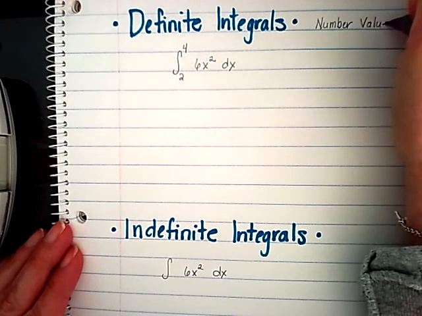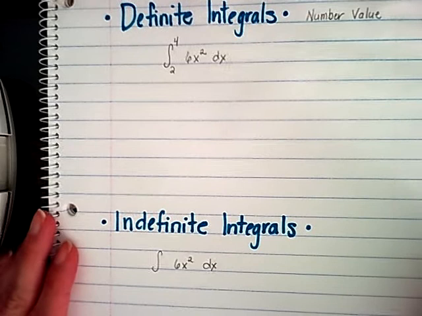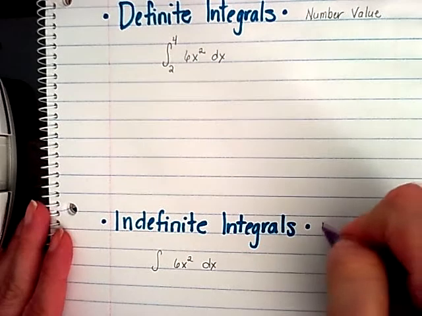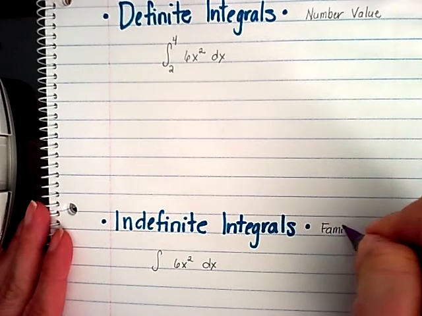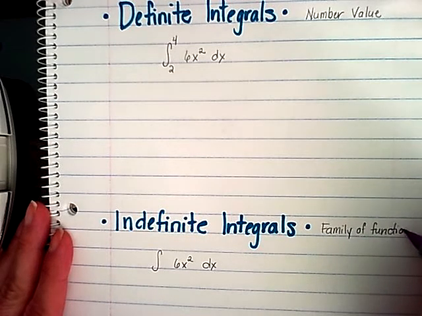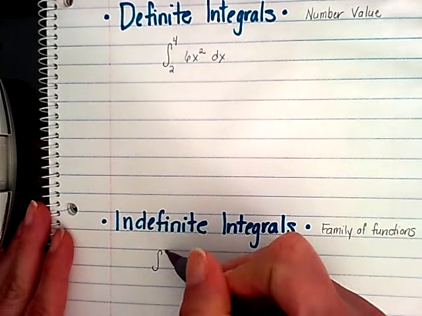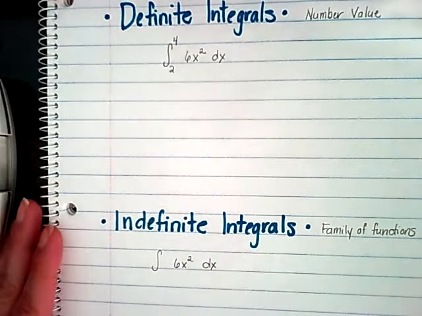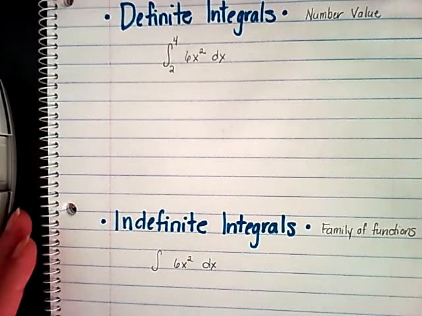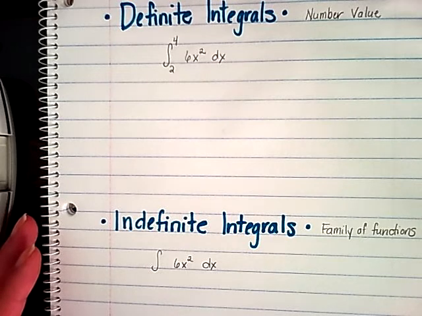When you work on an indefinite integral, you won't have just one exact number. What you're going to end up with is a family of functions. And that's because you're not defining those end values. So you are looking at having that general antiderivative that we talked about at the end of chapter 4.